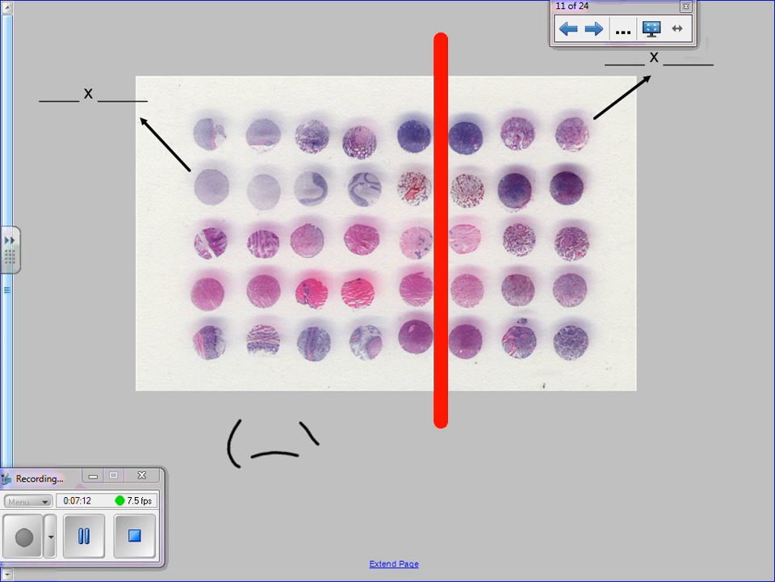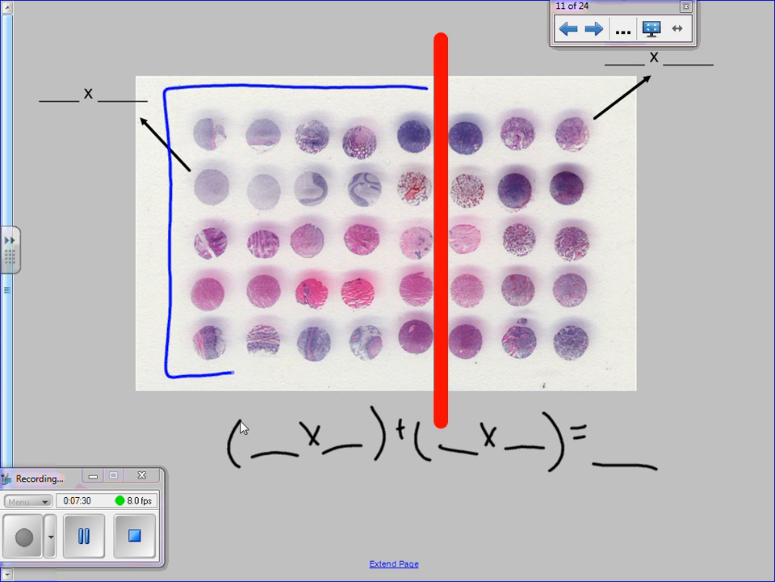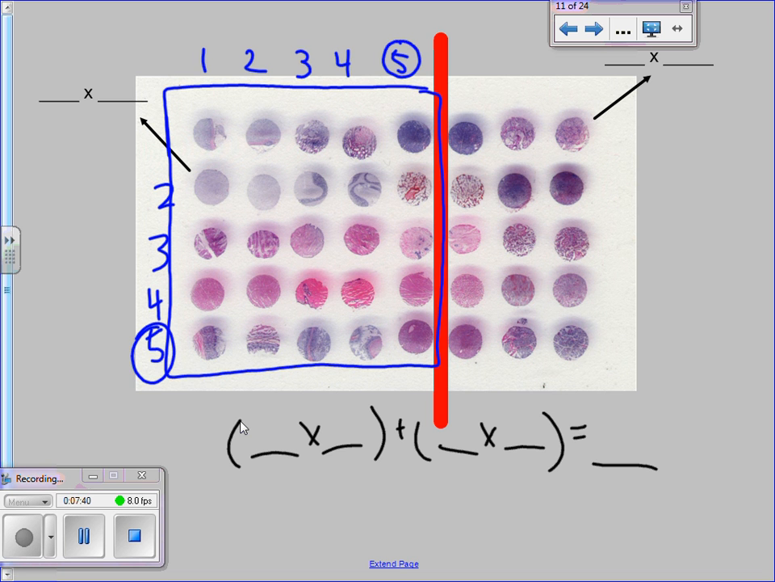So again, here's our little format for how we fill in our distributive property. If you didn't do that yet, go ahead and pause and make sure you fill that in before you continue. And what we're going to do is first we're going to look at the first side of the array. And we'll see that there are 1, 2, 3, 4, 5 rows and 1, 2, 3, 4, 5 columns. So again, we have 5 times 5.